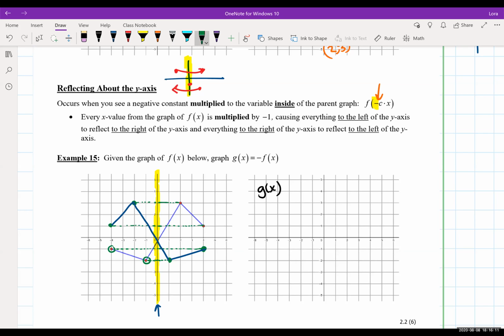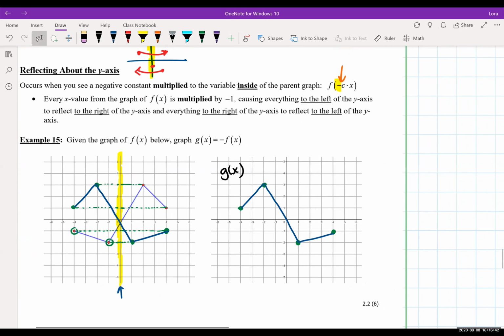The new points should be -4, +1, -2, +3, 1, -2, and 4, -1. And so if we were to draw the final connection, we now have our reflection about the y-axis. So if you're happy with this, you're good to go for these types of problems.